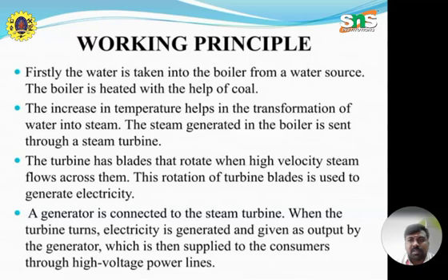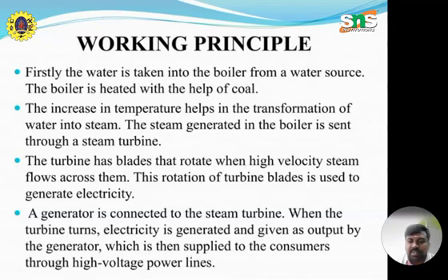The working principle of the thermal or steam power plant is: first, the water is taken into the boiler from the water source. The boiler is heated with the help of coal. The increase in temperature helps in the transformation of the water into steam. That means the phase change takes place, water into steam.